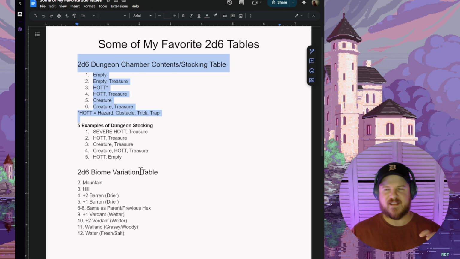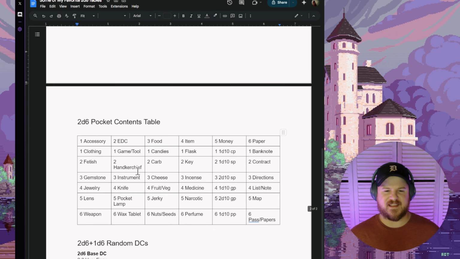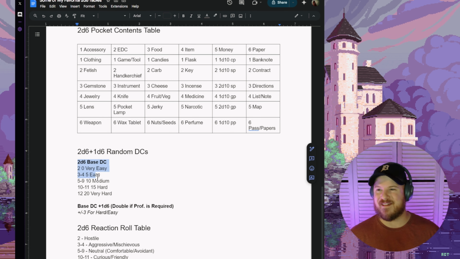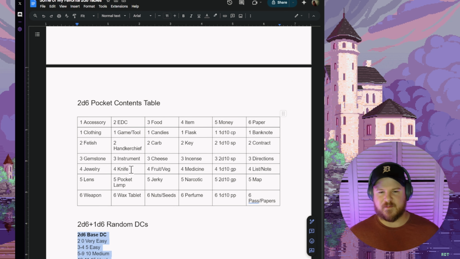Obviously these tables are very fantasy focused, very D&D-esque, but a lot of these could be used with any system. Something like the NPC reaction roll you can use for anything from modern day to sci-fi. The DCs are very 5e tuned, but there's usually a table in almost every RPG book that gives you what the easy, medium, and hard difficulty levels are, whether that's dice pool target numbers or something like that, and you can adjust this to work with that.